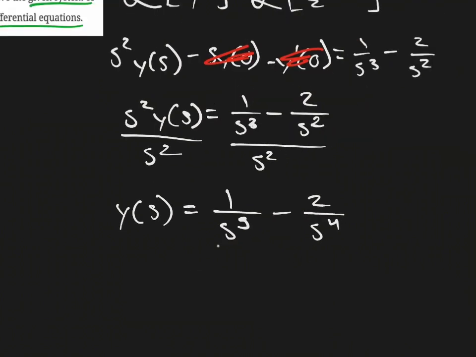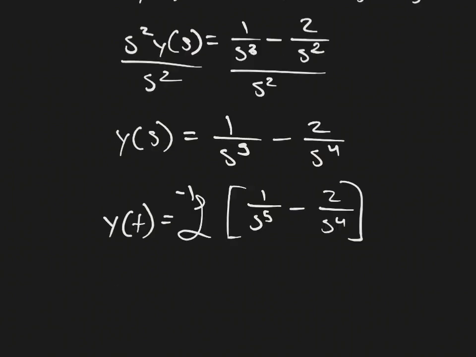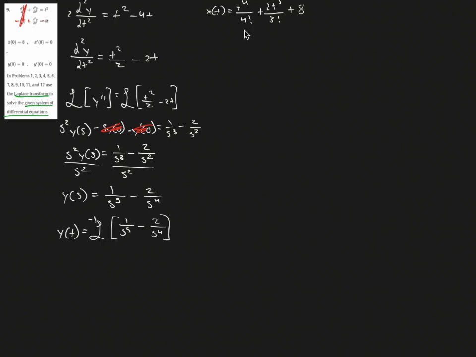And now we just do the inverse Laplace. And if you remember, these are the same numbers we had for x. So our y of t is just going to be t to the 4 over 4 factorial minus, and that's the only difference we're going to have, 2t cubed over 3 factorial, and that's it.